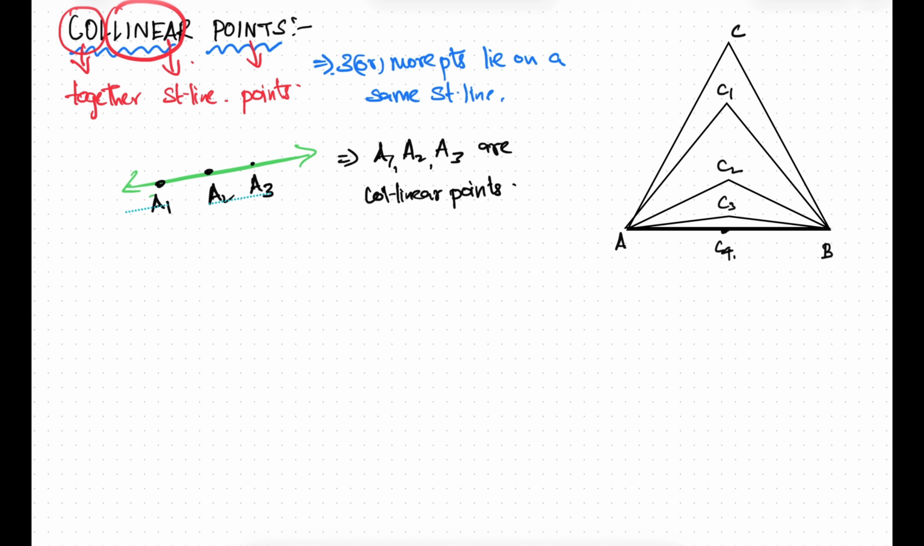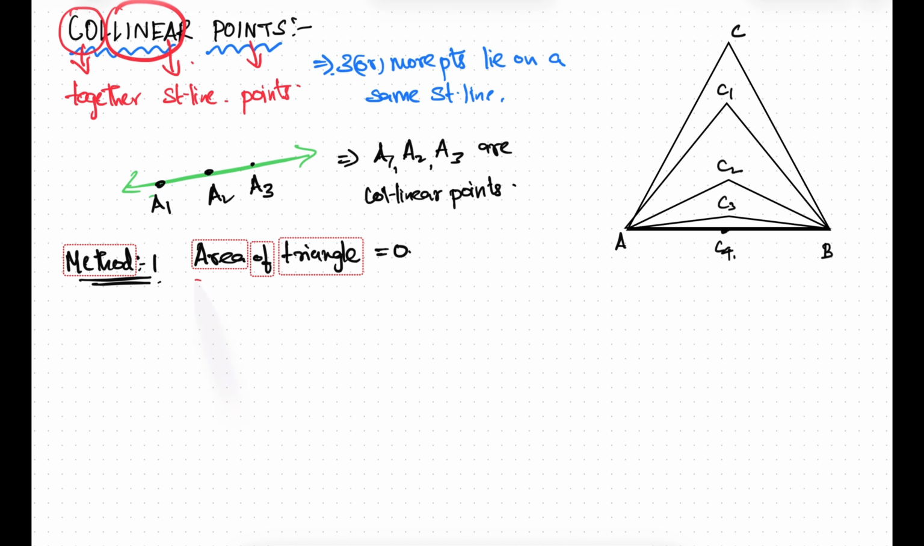Now there are many ways to prove that 3 points are collinear in geometry, so we are going to see each method. The first method we are going to see is the area of a triangle. If the area of the triangle is equal to 0, it implies that the 3 points are collinear.